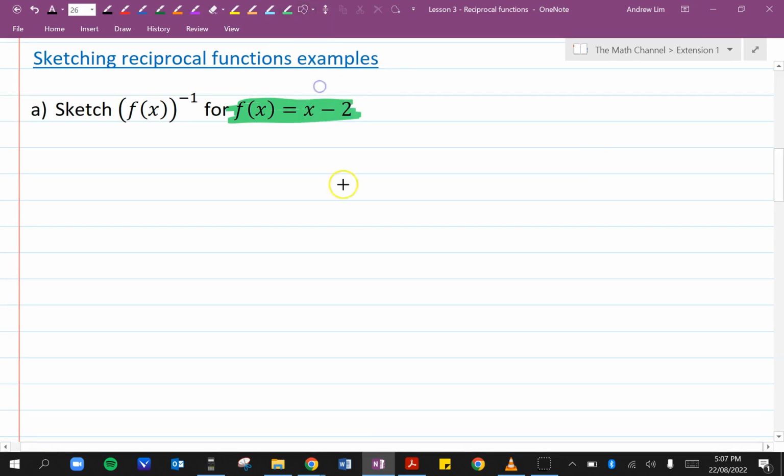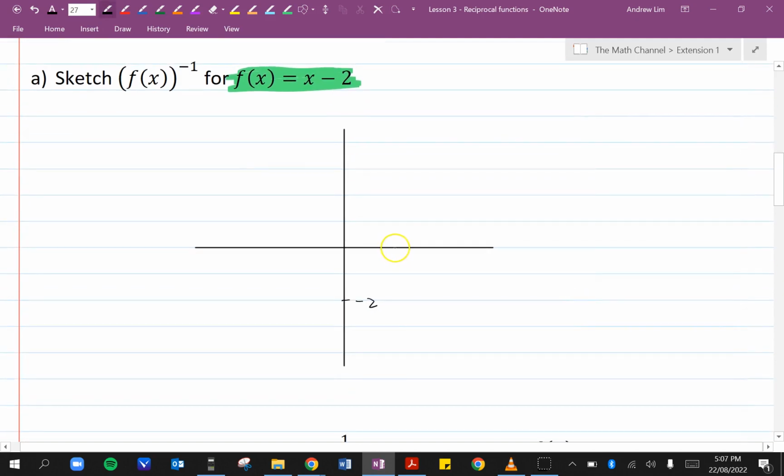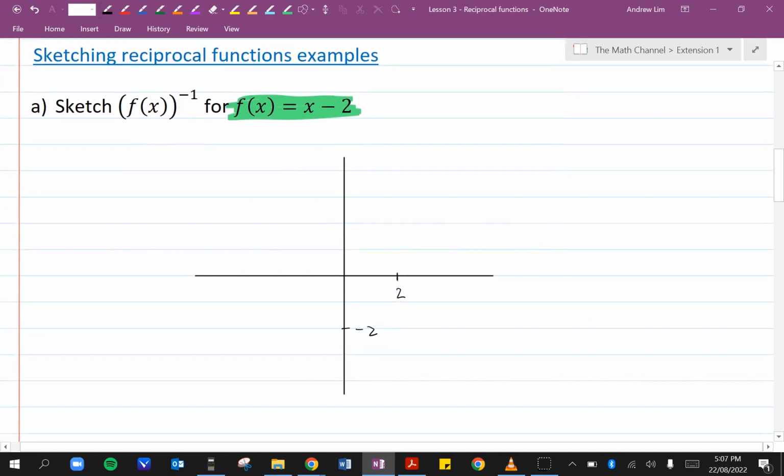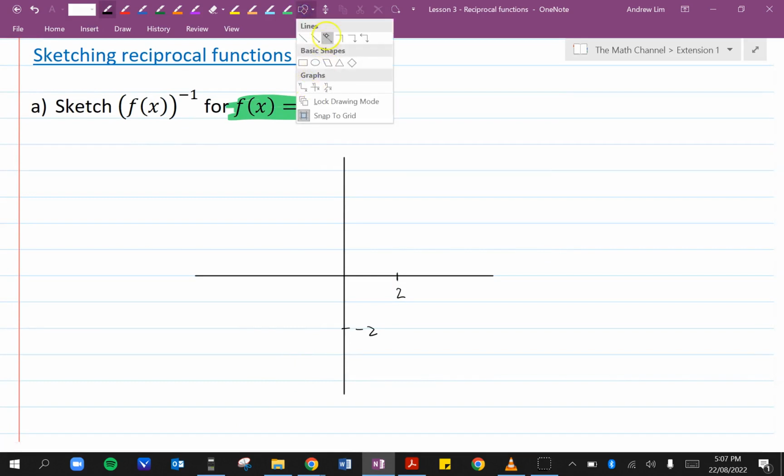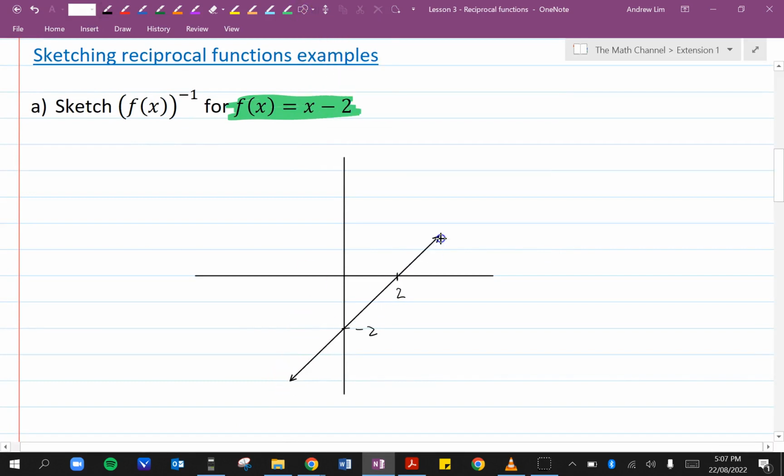So I'm going to get my axes. We know that x minus 2 is a straight line with a y-intercept of minus 2. So I'll just write that, minus 2. And we know that it's got a gradient of 1, which means rise over run will be 1. So it's going to have an x-intercept of 2. And so now I'm just going to draw my straight line that goes through those 2 points. Alright, so that's f of x is equal to x minus 2.